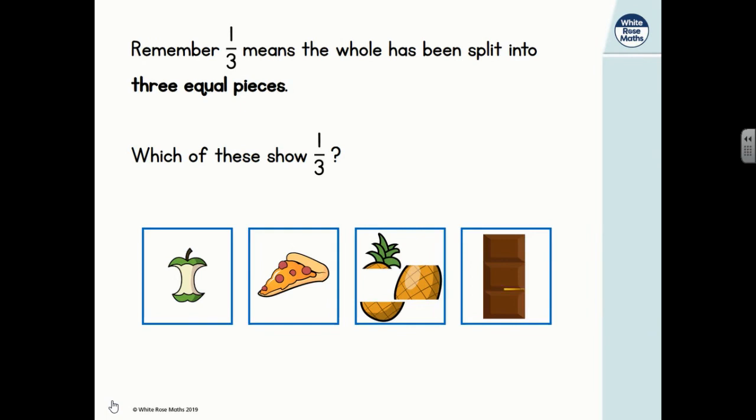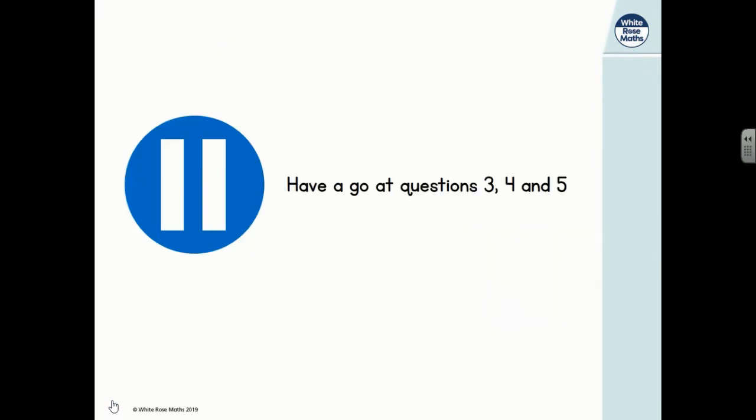What about this chocolate? Those pieces look pretty equal to me. And we're showing 1 of those 3 equal pieces. I think that's 1/3. Oh yes. Yes it is. Pause here and have a go at questions 3, 4 and 5.